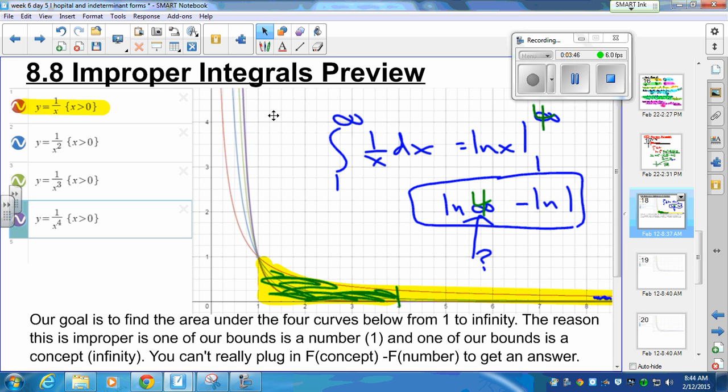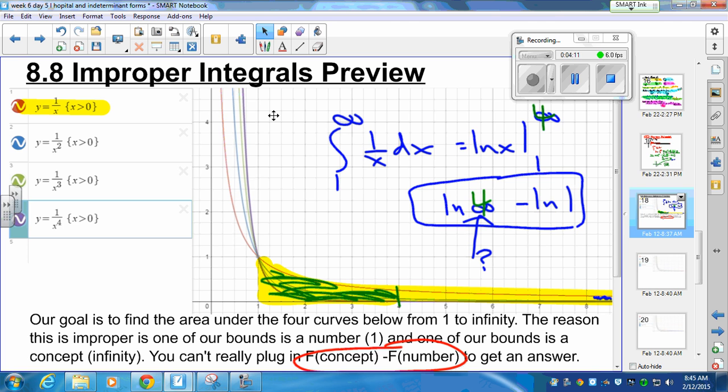So this is where we're starting to mesh with infinity, and it's starting to clash with some of our ideas of it. If I paint forever, to me, I should have an infinite amount of paint. But maybe I don't. How can I show that? Let's look at some math. Okay. So again, improper, the big reason why is when you plug in, you're doing f of a concept minus f of a number, and somehow I'm trying to get a number out of that.